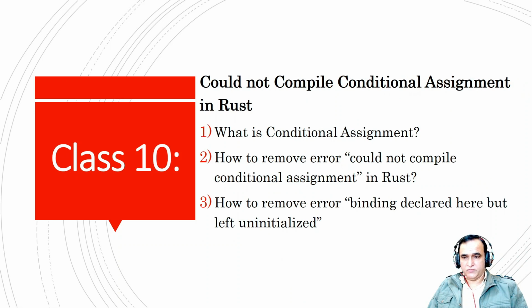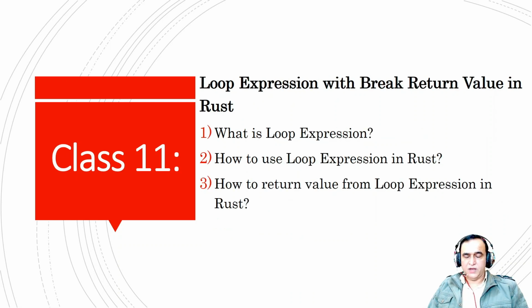In the last video we understood how to solve the error "binding declared here but left uninitialized" in an if block. Now we have to understand what a loop expression is, how to use it in Rust, and how to return a value from a loop expression. So let us start it.